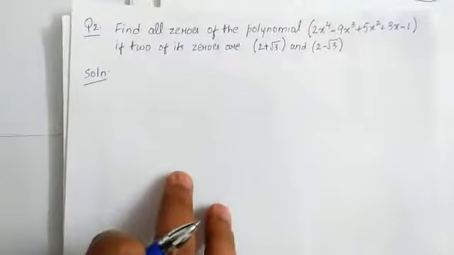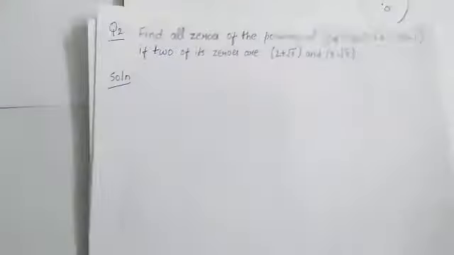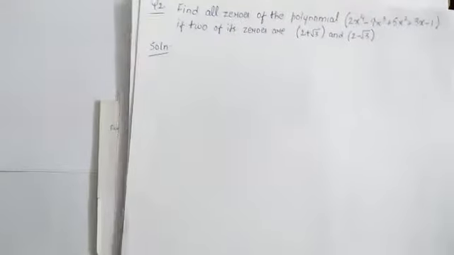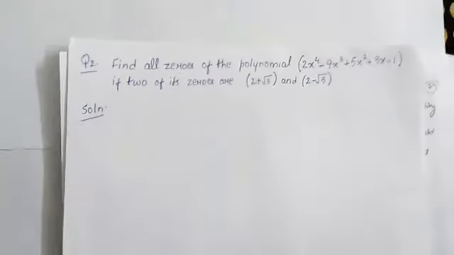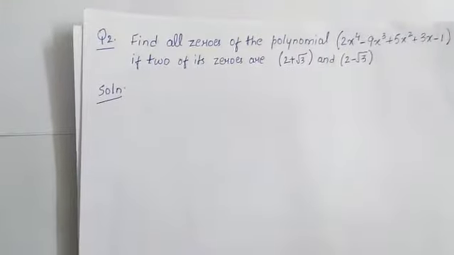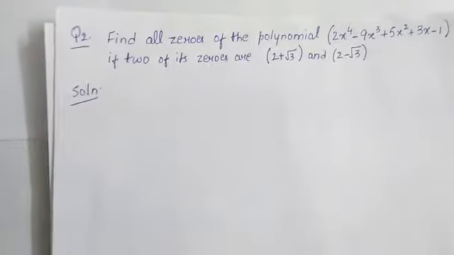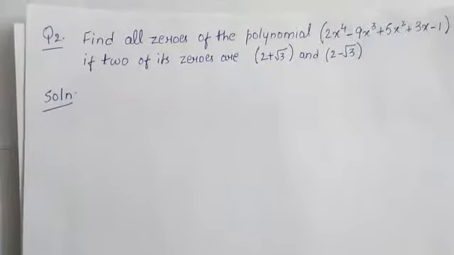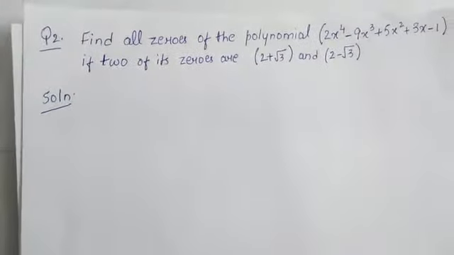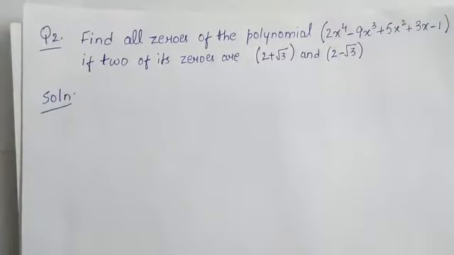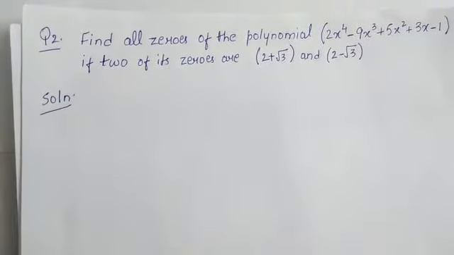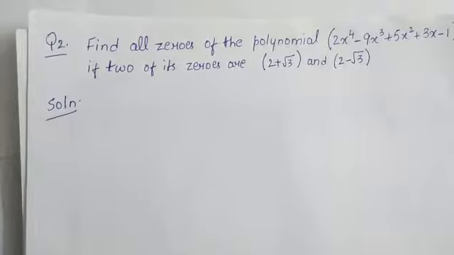The next question asked was, find all the zeros of a polynomial 2x to the power 4 minus 9x cube plus 5x square plus 3x minus 1 if two of its zeros are 2 plus root 3 and 2 minus root 3. So we are given a 4-degree polynomial and we are given two of its zeros as 2 plus root 3 and 2 minus root 3. We need to find the other two zeros of the given polynomial.